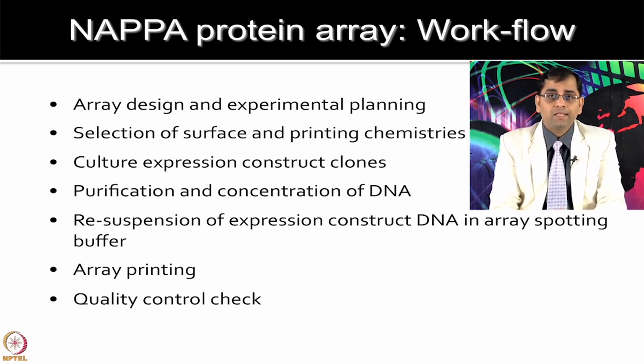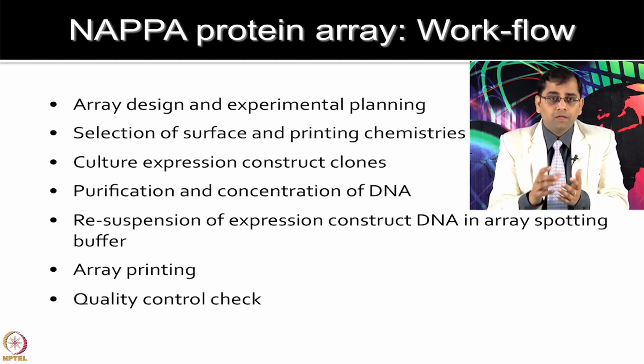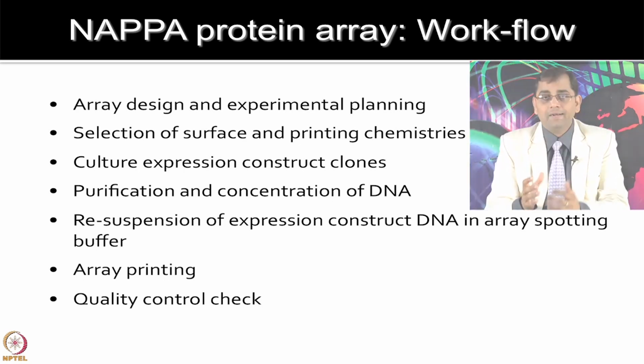Then of course, the selection of the surface and the printing chemistry, how these biomolecules are going to adhere and be printed on the chip. Then you have to culture your clones to make the DNA, and resuspend them in the printing buffer. Once you are ready, you can start high throughput printing for a large number of slides with all the genes of interest. Then the next step involves quality control checks to make sure that you are going to work on the right type of slides. So, let me take you through some of these steps briefly.